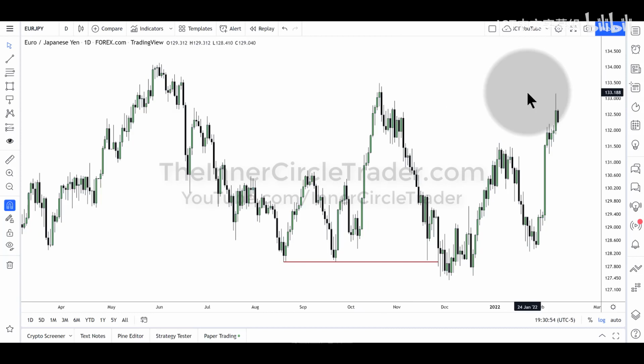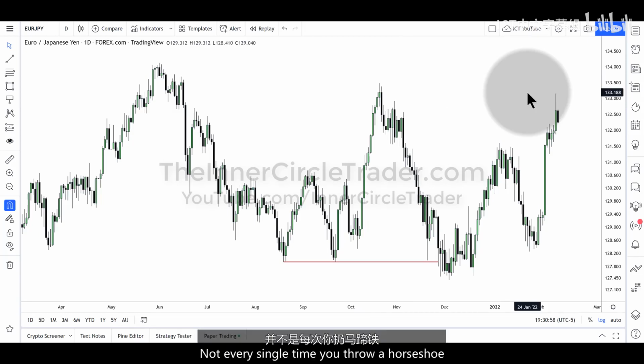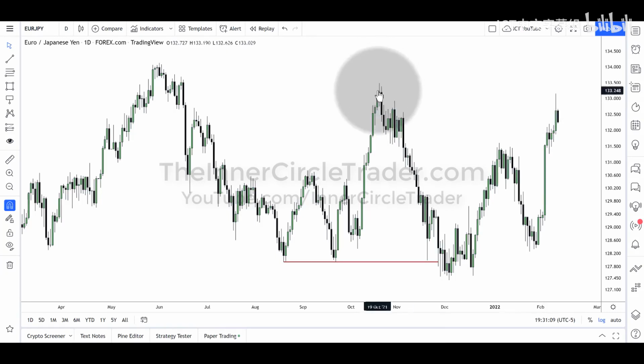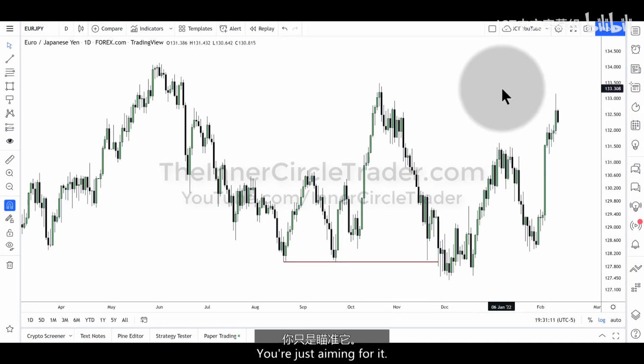Just like playing horseshoes. You ever played the game horseshoes? Not every single time you throw a horseshoe is it going to go on that post, but it's still fun to play, right? So you're aiming at that post, whether you hit that post or not. And this would be the post in the game. Playing horseshoes, you're just aiming for it.